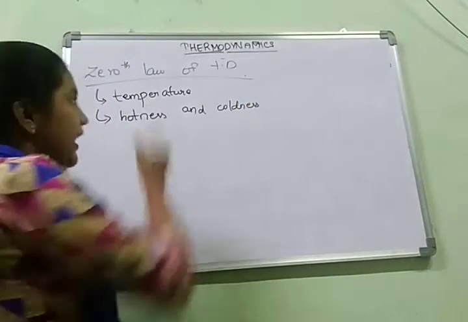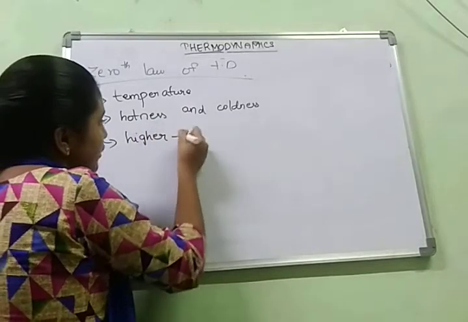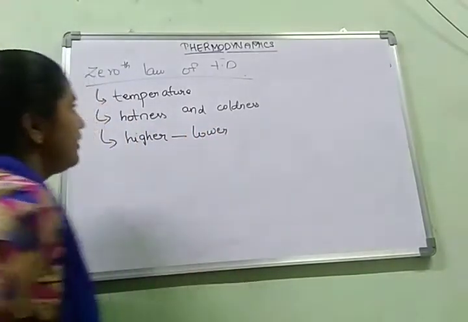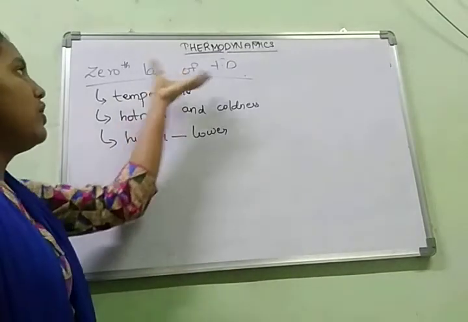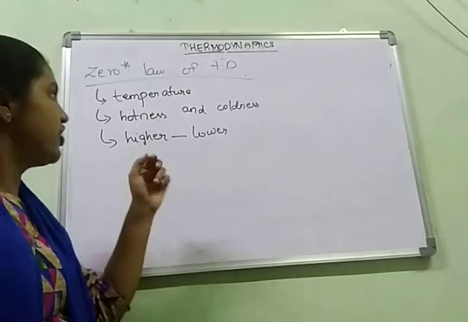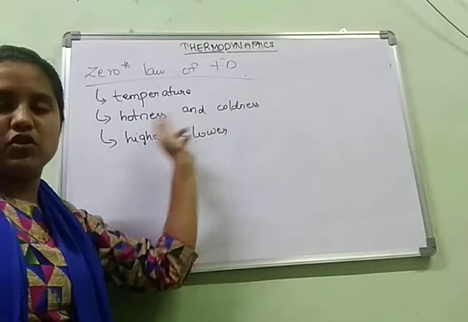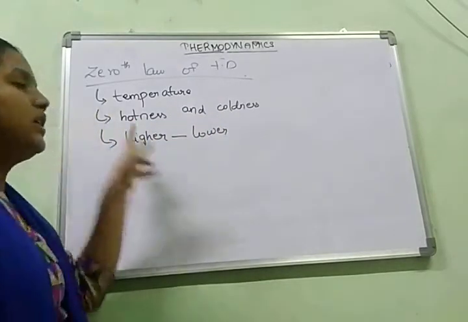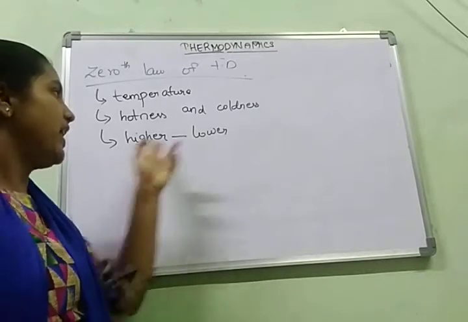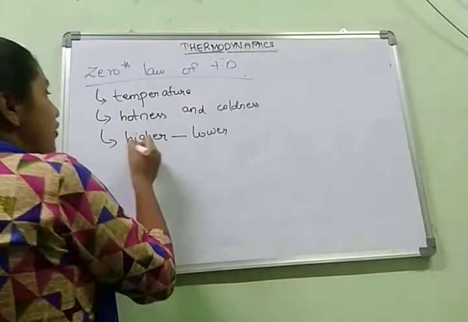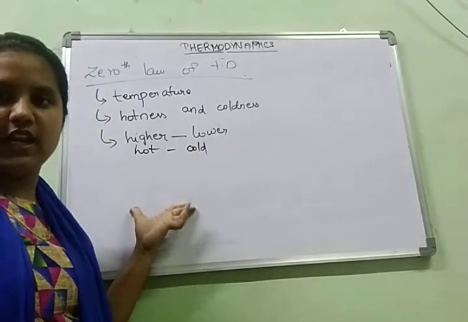Okay. Heat energy exchanges from a higher body to a lower body. Three important conditions, or we can say points. The zeroth law of thermodynamics deals with temperature. Temperature means the measure of hotness and coldness, and heat energy exchanges from higher energy to lower energy. It means from hot to cold. Okay, is it clear until here?